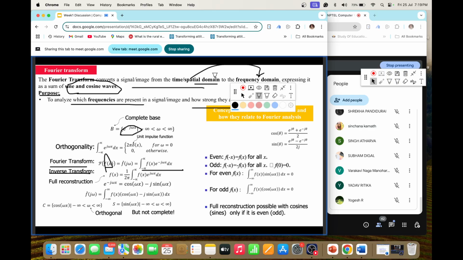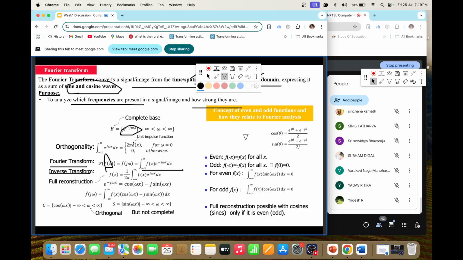Now there is this concept of even and odd functions and how they relate to the Fourier transform. This is known as Euler's formula. Okay, this is nothing but Euler's formula. Now there are two types of functions: one is an even function, one is an odd function. What is an even function? If f of minus x is equal to f of x, then that function is known as an even function. If f of minus x is equal to minus f of x, then this is known as an odd function.